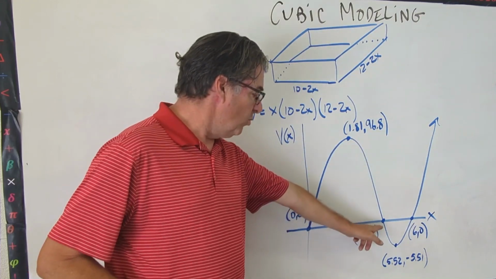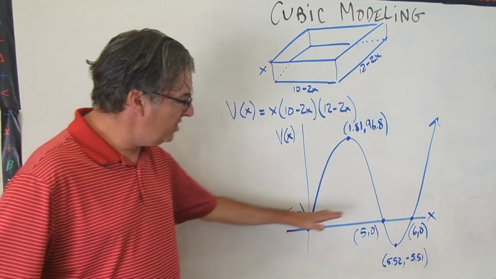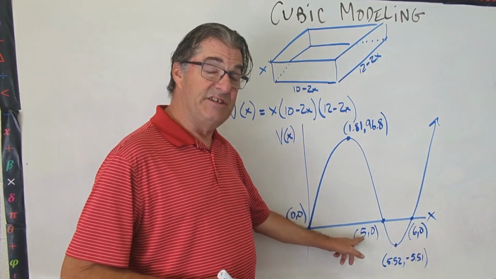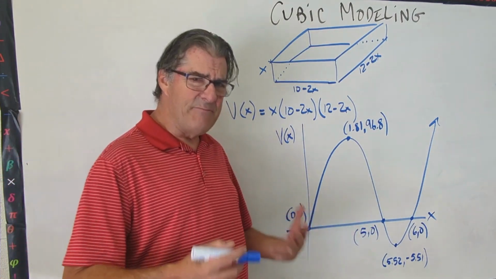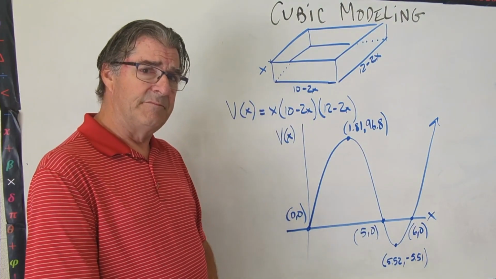Now check this out. We're going to hit the x-axis. What does that mean? That means volume is 0 when x is 5. Now, does that make sense? Think about it, look at that diagram, and see what you think.